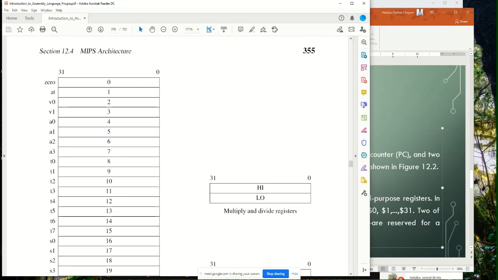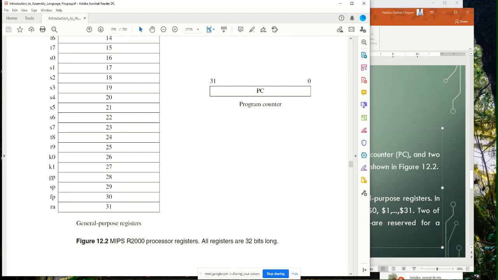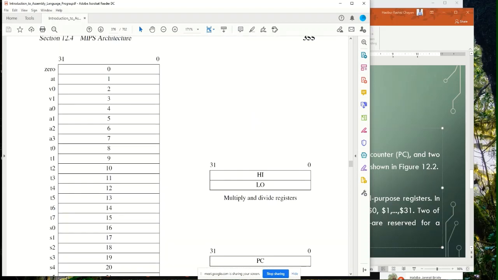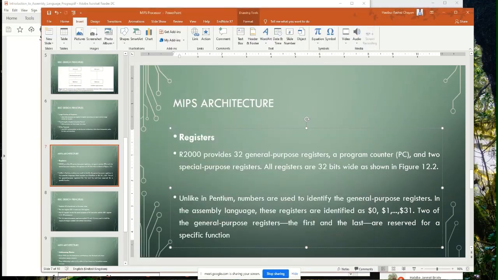One interesting thing is the first one, 0, and the last one, 31. These 2 registers are reserved for a special purpose. Most interesting is register 0, which is used when you need the value 0. This 0 register will give you that value 0. Quite interesting, right? If you need the value 0 for any purpose, register number zero will give it to you.